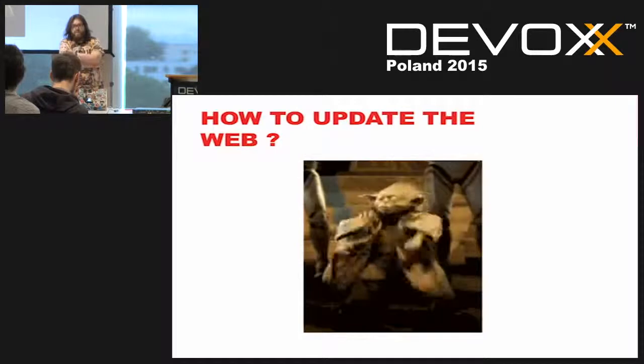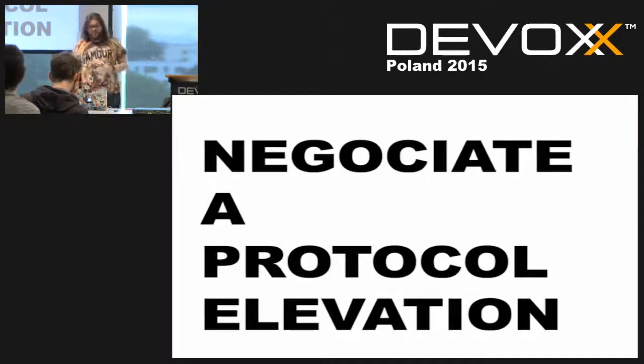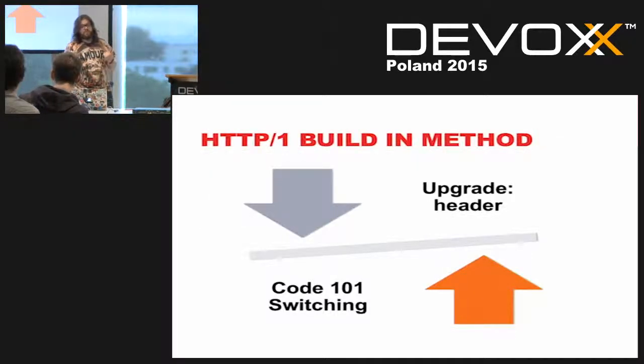And when I say HTTP, I mean HTTP and HTTP secured. So there is a way to negotiate a protocol elevation. That's why I was talking about protocol in my talk yesterday. One important thing about protocol is how to negotiate that we have to move from one protocol level to another. In fact, HTTP1 was thinking about that, and there is a built-in method.